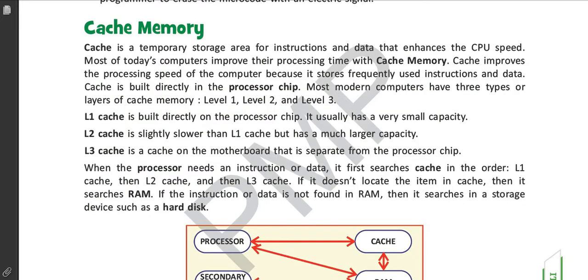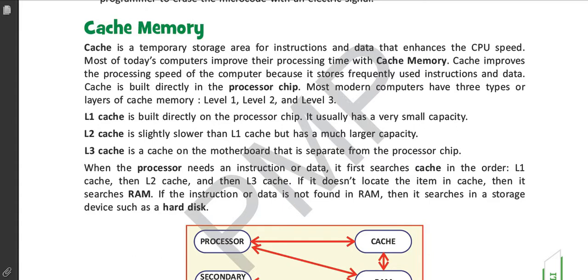Okay, now move on to the next topic, cache memory. Cache is a temporary storage area for instructions and data that enhances the CPU speed, and most of today's computers improve their processing time with cache memory. Cache improves the processing speed of the computer because it stores frequently used instructions and data. Cache is built directly in the processor chip.